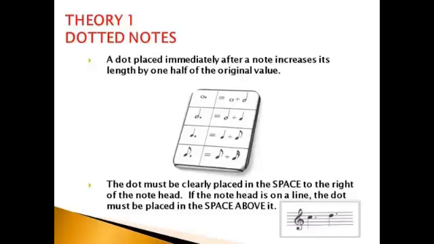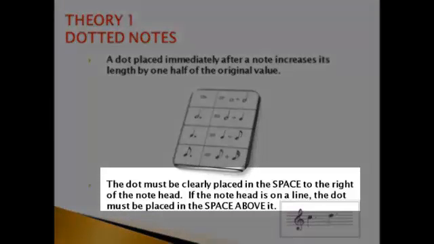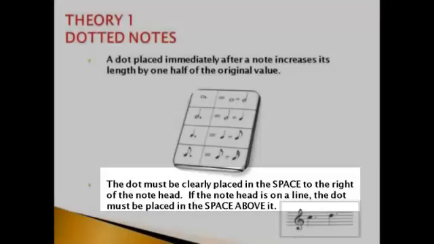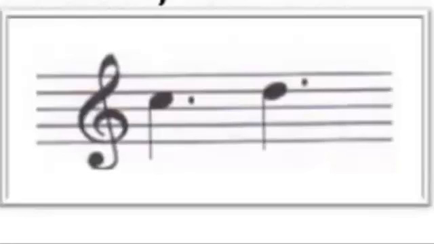When you draw the dot, always make sure that it's in the space to the right of the note head. If you write it on the line, you won't be able to see the dot, so the dot always has to be in the space.